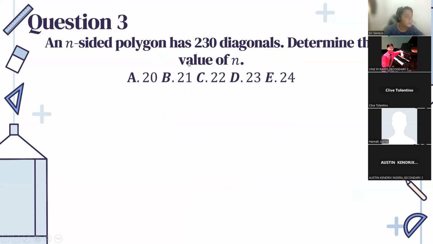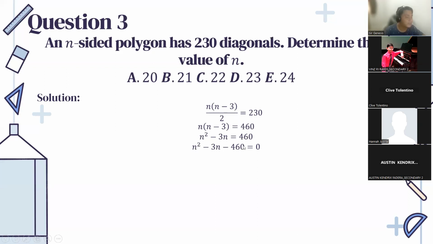Okay. So for this one, we just need to recall the formula for the number of diagonals given a polygon with n sides. In this case, we have n times n minus 3 over 2, which is the formula for the number of diagonals, that is equal to 230. And then we can just solve for n. In this case, we have n times n minus 3, which is equal to 460, which will give us n squared minus 3n is equal to 460.